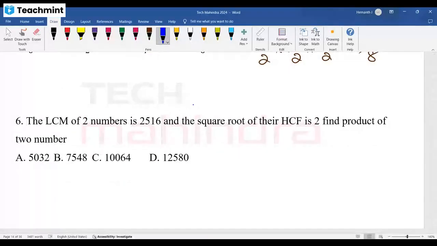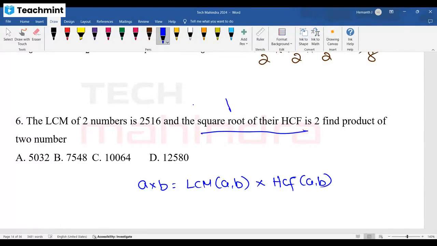There is a property: the product of two numbers is equal to the product of their LCM and HCF. But be careful, here they have given the square root of HCF. There are a lot of questions related to this property in the PDF we shared as well, where they give square root, reciprocal, something like that.